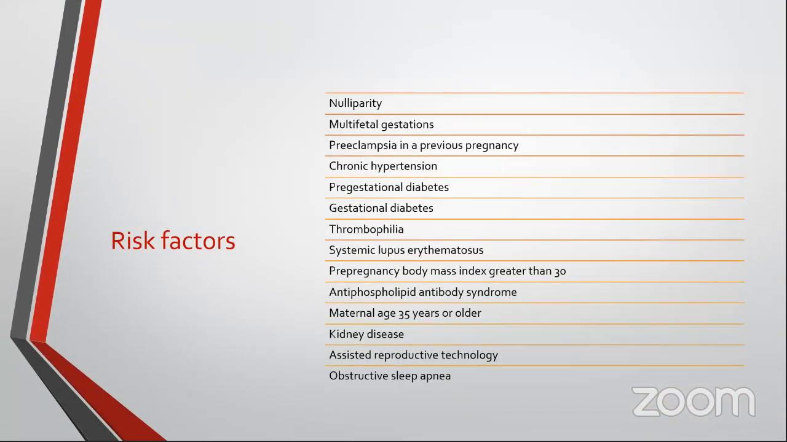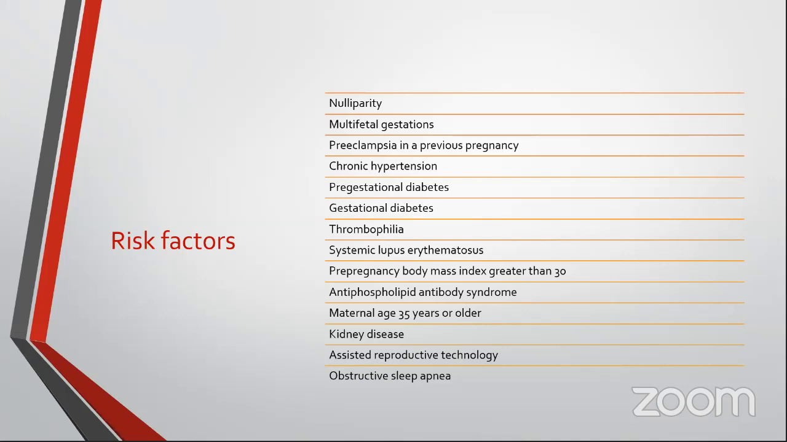Risk factors for developing hypertensive disorder, see the list in front of you, like nulliparity, multifetal gestation because of increased size of the placenta, and history of preeclampsia in a previous pregnancy. This is very important to select as a risk factor for the next pregnancy, because the relative risk of developing preeclampsia or hypertensive disorder in the next pregnancy is higher with previous history of preeclampsia.